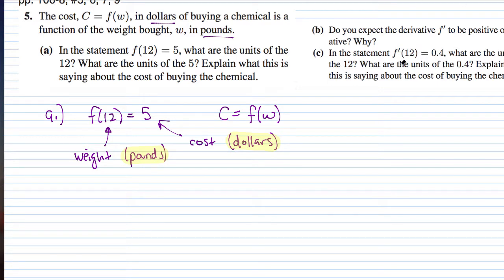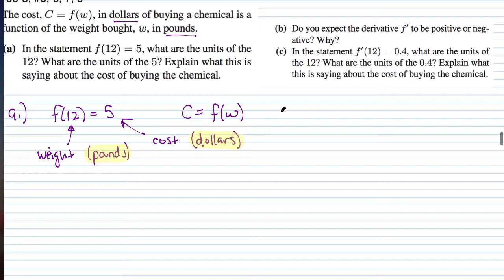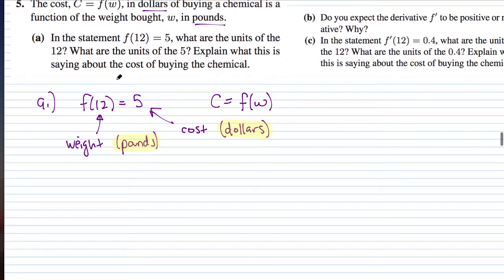Now, the next part is to explain what this says about the cost of buying the chemical. Well, basically this is saying that if I buy 12 pounds of the chemical, that will cost me $5. So 12 pounds of the chemical costs $5. It's just an interpretation of this function statement.